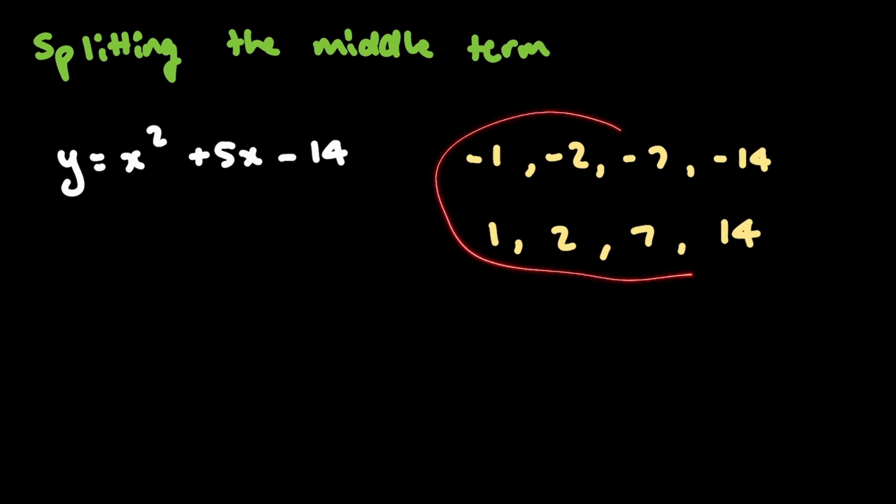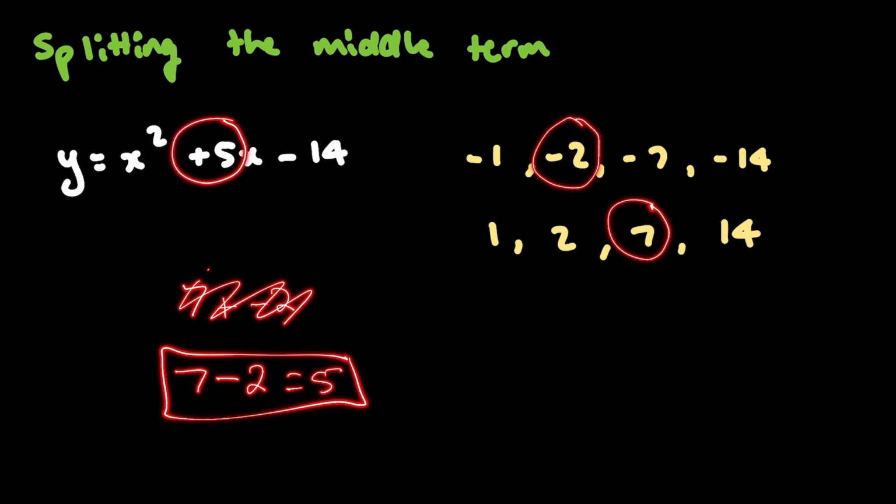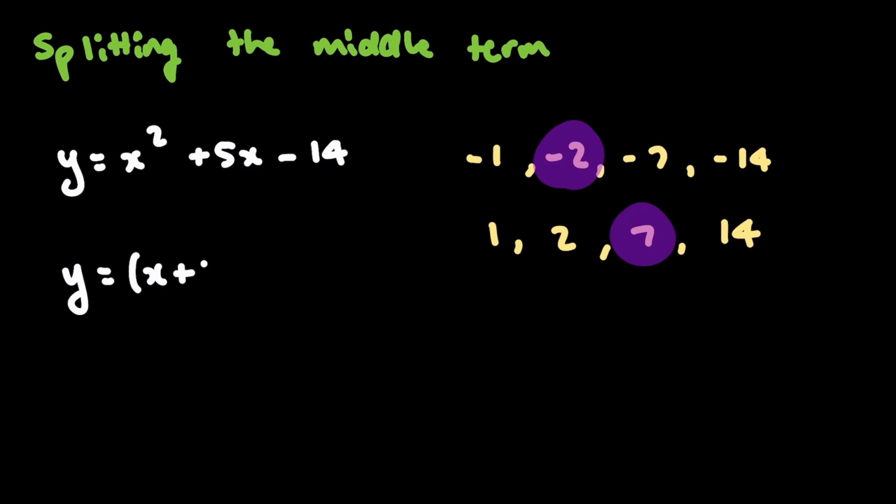Now we have to see which one of these values can add to make 5 and multiply to get minus 14. And I've recognized that minus 2 and 7 work, because 7 plus minus 2, or in other words 7 minus 2, equals 5, which is the middle term. And I know that 7 times minus 2 equals minus 14, which is the last term. And so because I know the two values, the way I'm going to factorize is y equals (x plus 7) times (x minus 2).